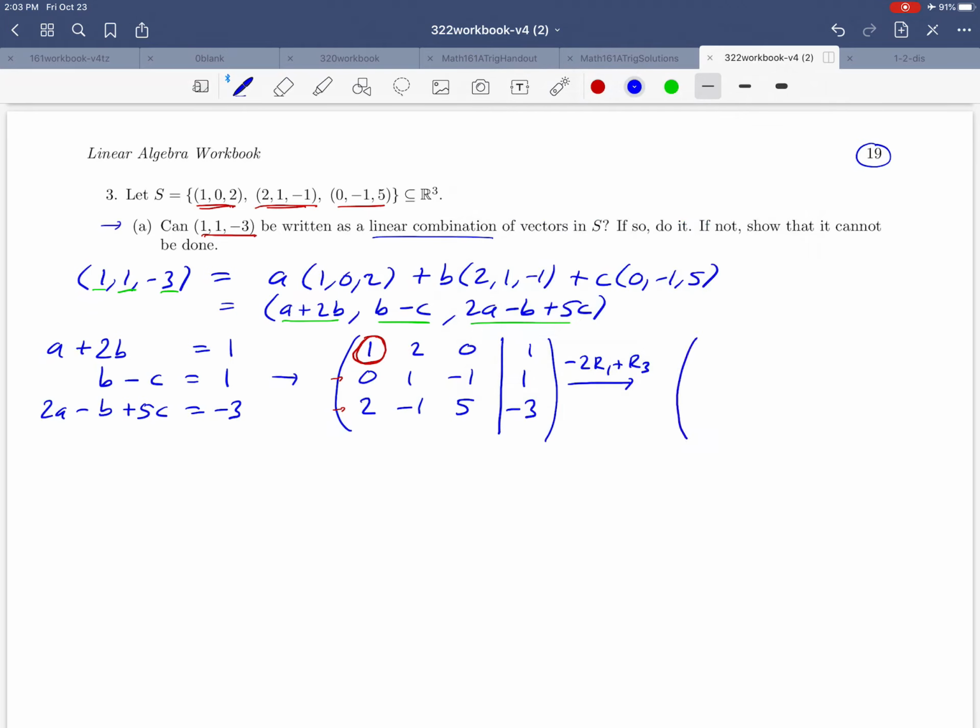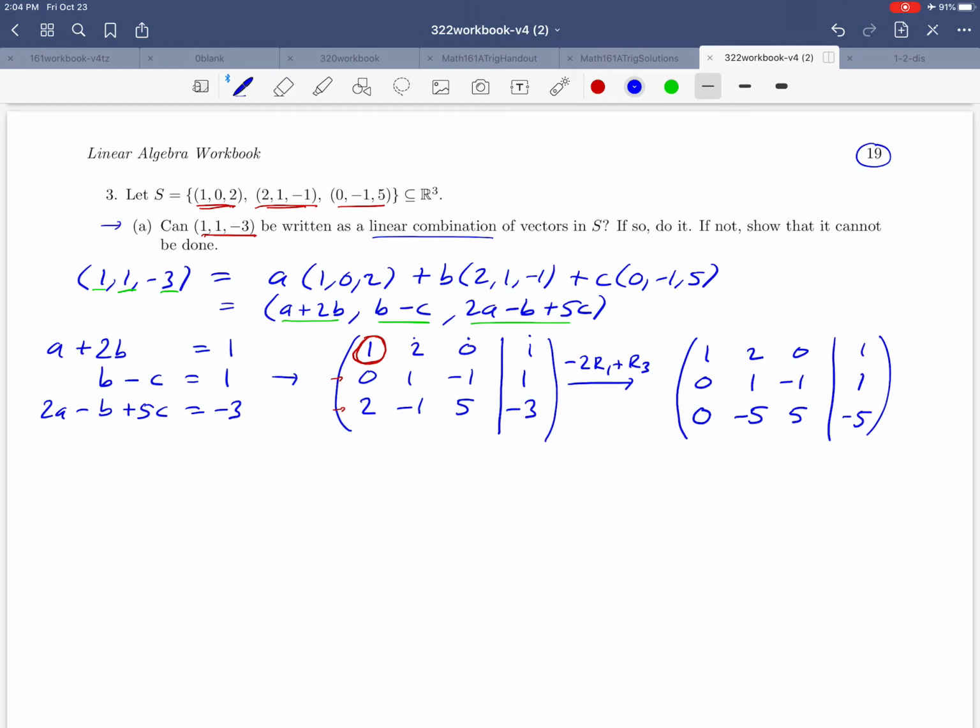So first 2 rows are going to stay the same. Let's just recopy them. And then we're going to take negative 2 times the first row plus the third row. Let's just read it out loud. So negative 2 times 1 plus 2 is 0. Negative 2 times 2 is negative 4 minus 1 is negative 5. And then negative 2 times 0 is 0 plus 5 is 5. And then finally negative 2 times 1, that's negative 2 minus 3 is a negative 5. And there's our new third row.